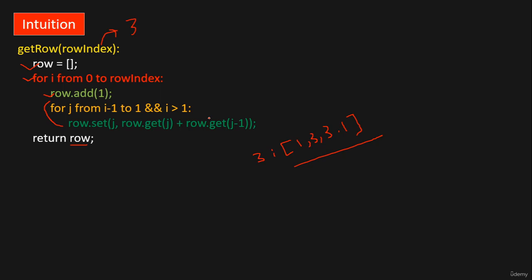If you want to solve this problem using the naive approach, first you have to generate the entire Pascal's triangle from index 0 to row index. Then you have to return the row at index row index. Hope you have understood this solution. This solution takes big O of n squared time complexity, where n is the row index, and it will take big O of n space complexity. Hope this concept was clear.